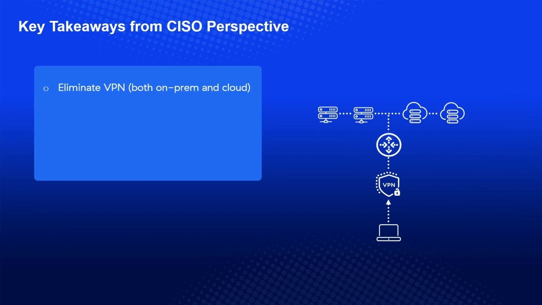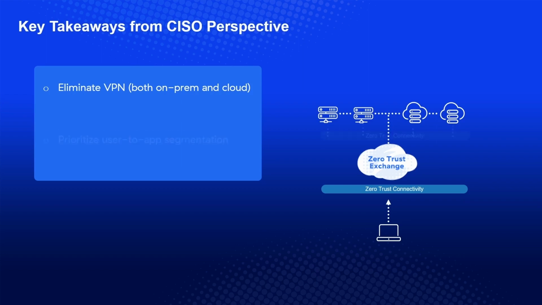So, real key takeaways. Number one is you really need to eliminate VPN. And by this, I mean you need to look at both on-prem as well as the in-cloud version of VPN, because by architecture, it provides a juicy attack surface that these threat actors continue to leverage in order to conduct successful attacks. Number two, and I'm kind of repeating this, prioritize user-to-app segmentation.